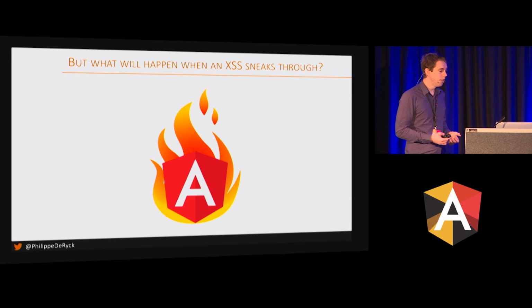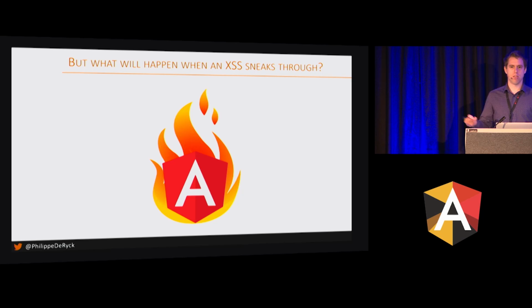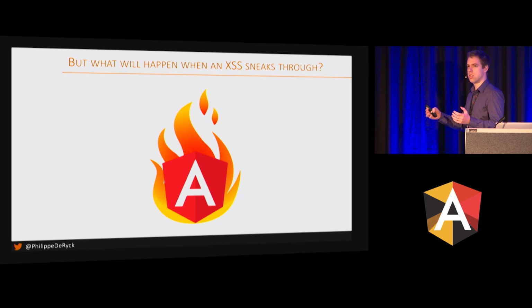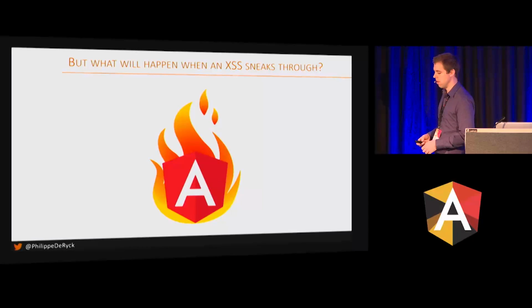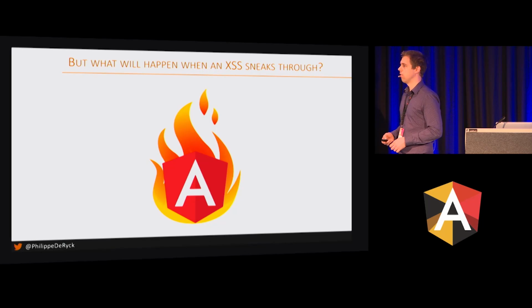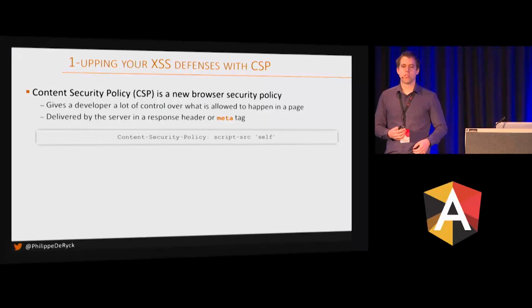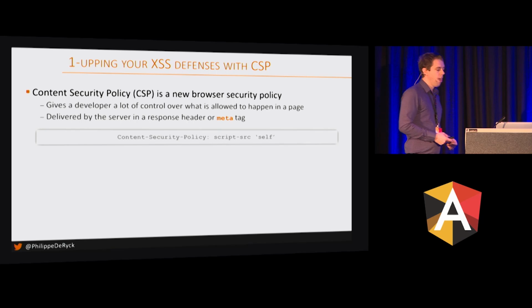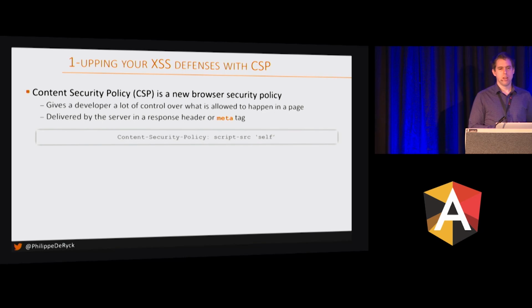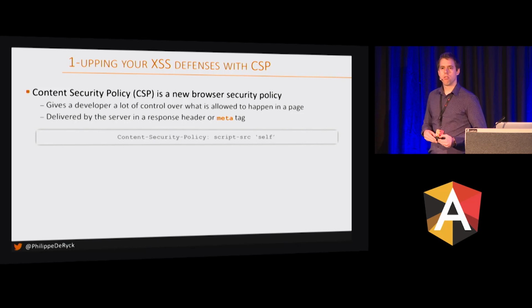Well, it depends. You can either just let it burn down and call insurance, or you can install a sprinkler system to prevent the fire from happening or to put out the fire when it actually happens. And in this case, a sprinkler system is content security policy. Content security policy is actually a very new mechanism in the browser. It's a browser security policy that you can configure from the server.